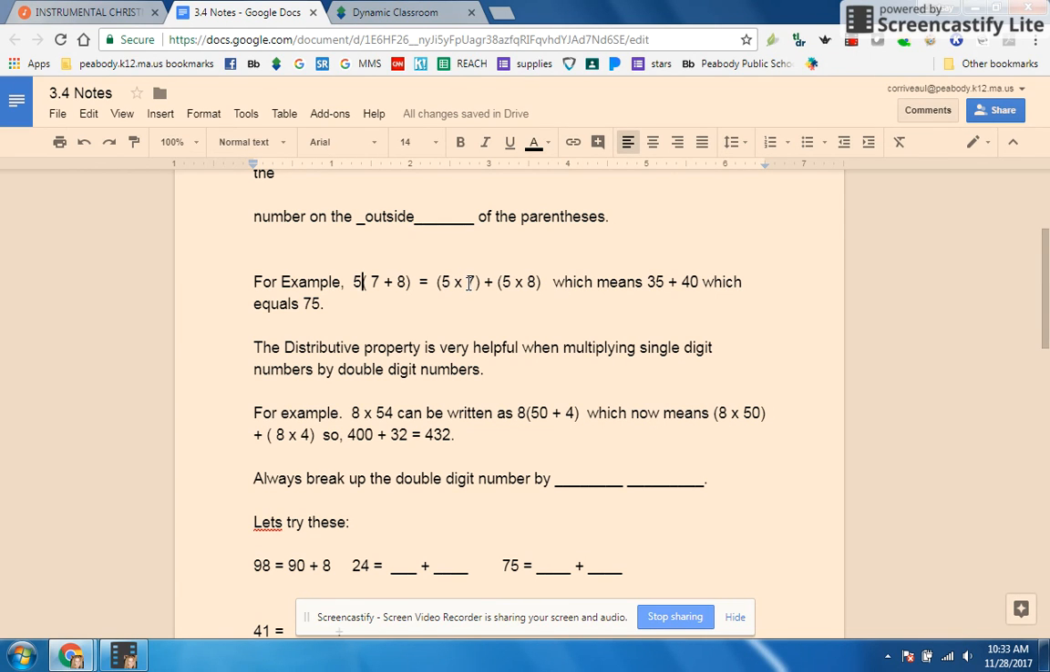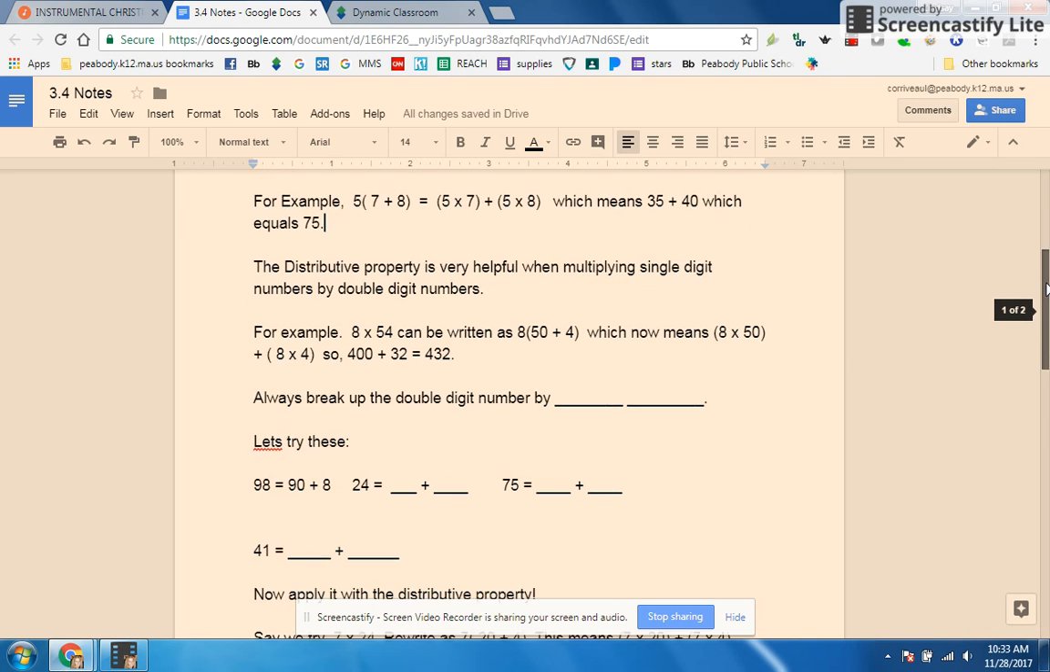So 5 times 7 is 35, 5 times 8 is 40. Add these together and you get 75. This is the same answer you would get if you just did 5 times 15, but this is a way of doing it in your head. The distributive property is very helpful when multiplying single-digit numbers by double-digit numbers.